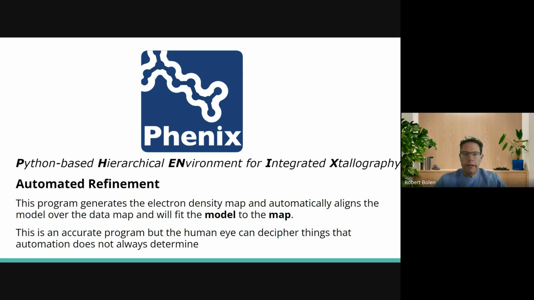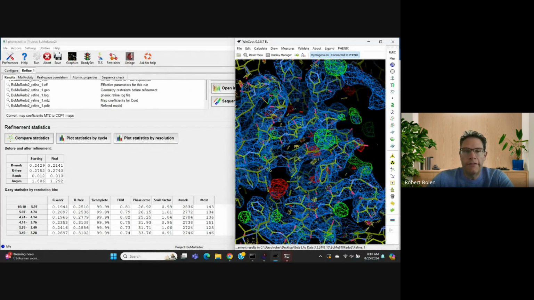So what this will do is use its own computer algorithm to create the most ideal structure based upon the map that we have. It is a very accurate program, but any scientist will tell you that the human eye has the ability to decipher things that automation doesn't always determine. Because with automation, you're basically set to a specific algorithm and it looks for that. But any slight variances, it's up to us to do that. So what we usually wind up doing is taking Phoenix, running that first, and then we use Coot to manually adjust the protein. So Phoenix gives you an output that looks like this.